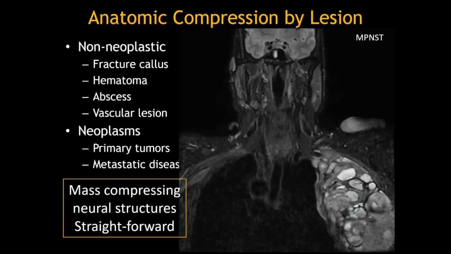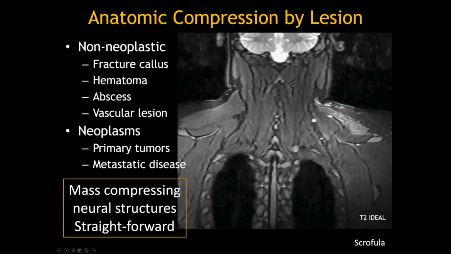Here's a patient with neurofibromatosis type 1. You can see the presence of cutaneous neurofibromas and this large mass here. We certainly have to be worried about a malignant peripheral nerve sheath tumor in this case, or malignant degeneration of a neurofibroma.